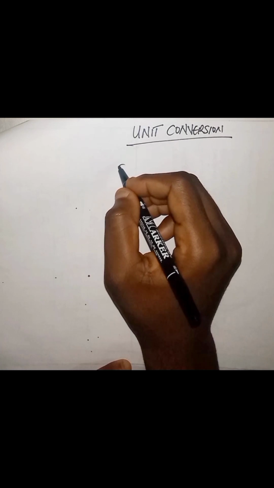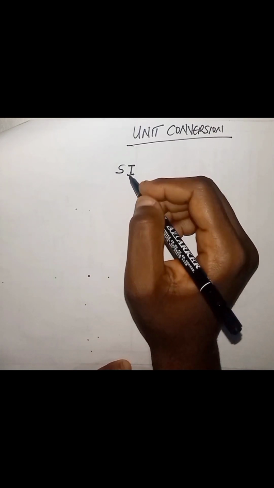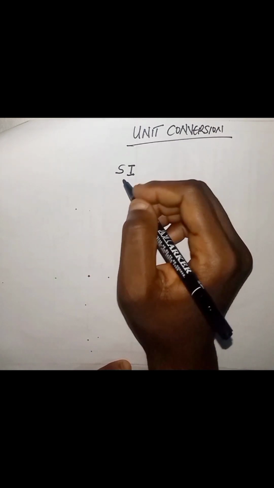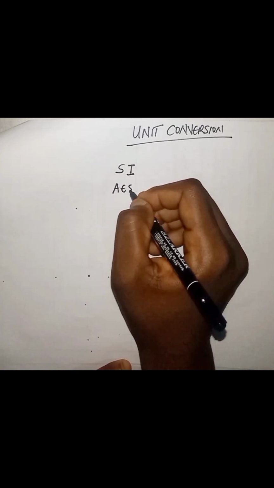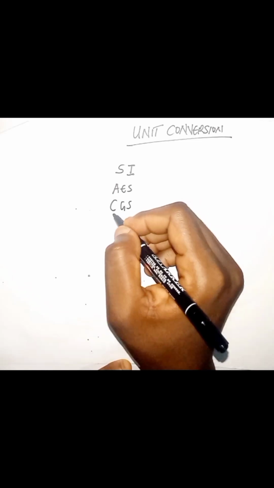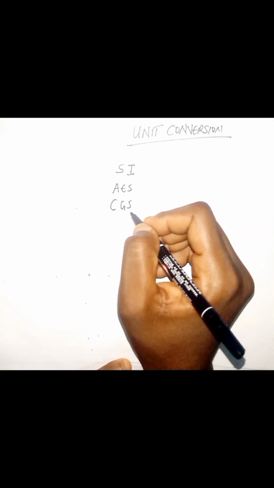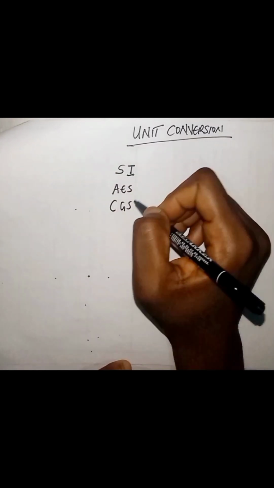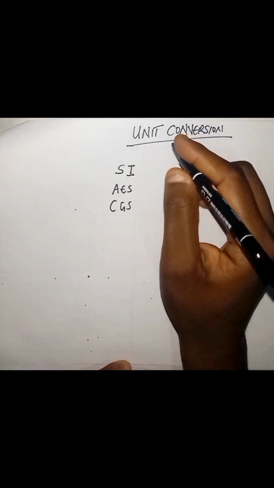The common units used are the SI, which is the International System of Units, the AES, which is the American Engineering System of Units, and we have the CGS, which is centimeter-gram-second. These various units can be expressed in so many ways.